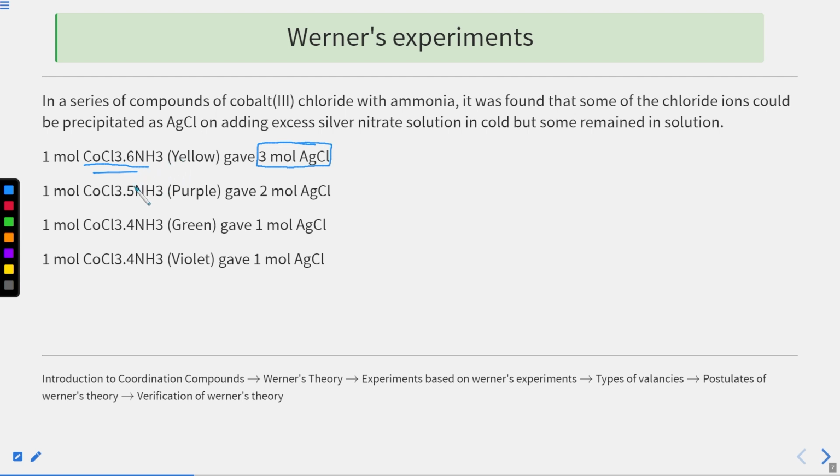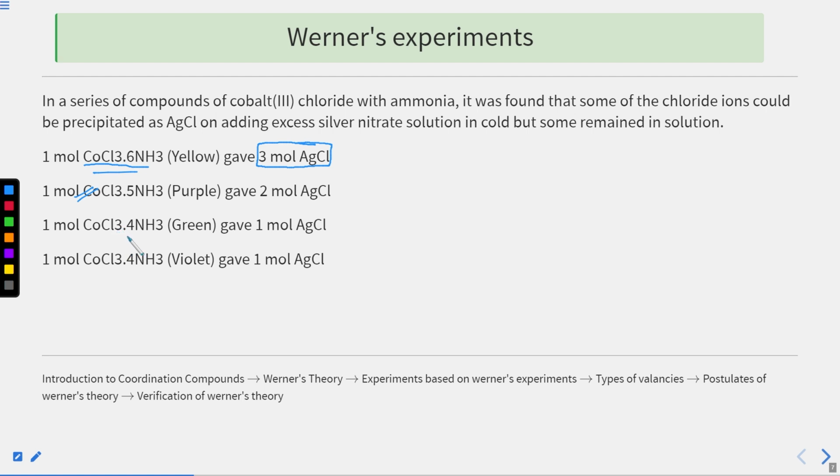Next, he took a series of compounds of chloride with ammonia, and it was found that only some of the chloride ions would be precipitated as AgCl. Now if we take the example of this one, and treat this compound with Ag, it gave only 2 moles of AgCl. Although we have 3 chlorines here, it gave only 2 moles of AgCl. And we have 5NH3, that is a neutral ligand, that is a different case.